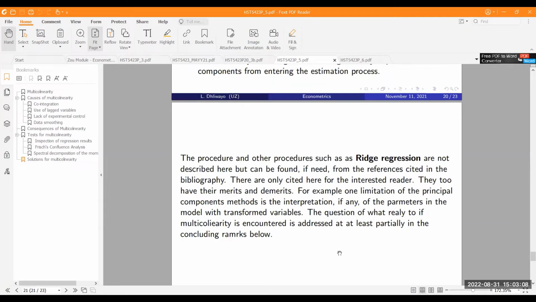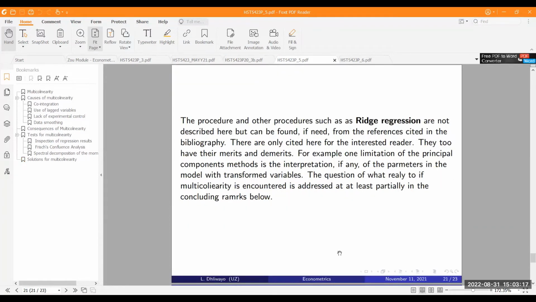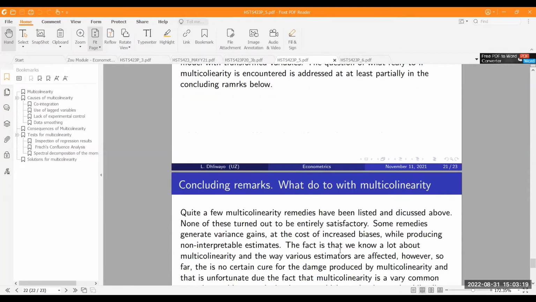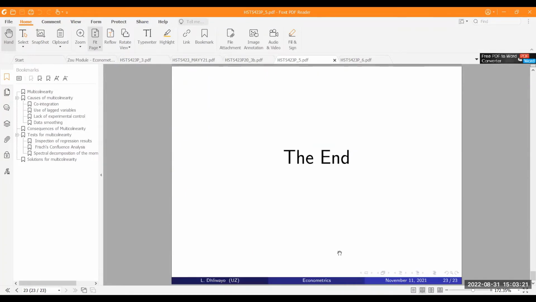The procedure and other processes such as ridge regression are not described here, but can be found if needed from the references cited in the bibliography. Concluding remarks, and that's the end of multicollinearity.